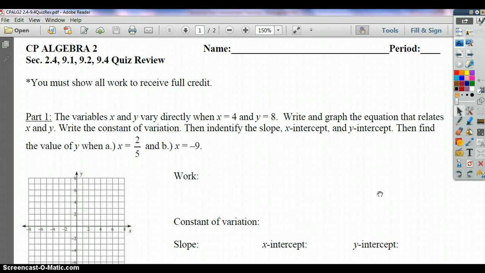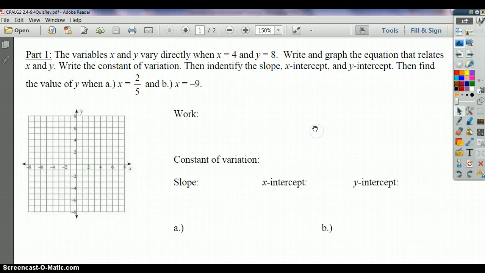Let's get started with this first guy. All the front is 2.4 and 9.1, so it's all direct variation stuff. They say y varies directly with x, so y equals k times x. K is always on the top.